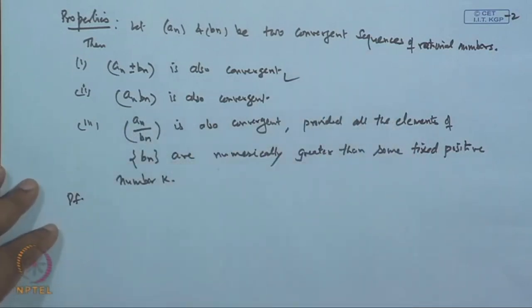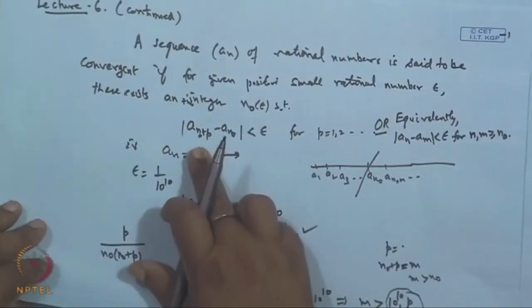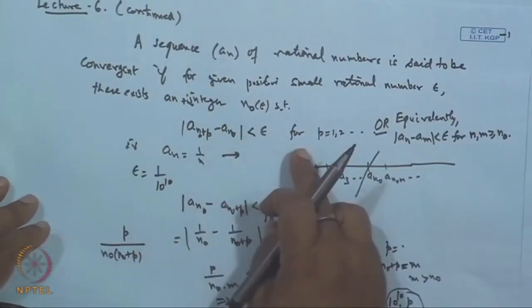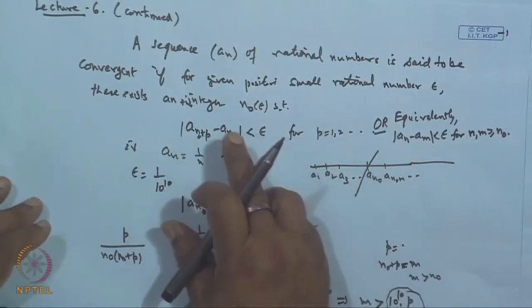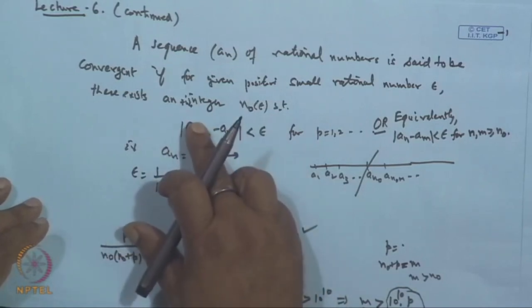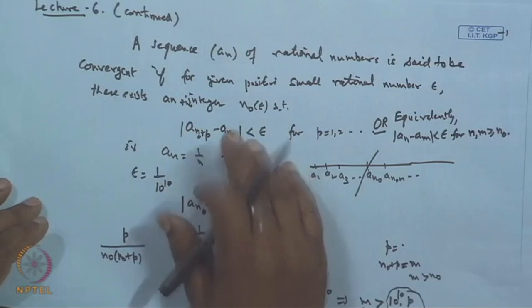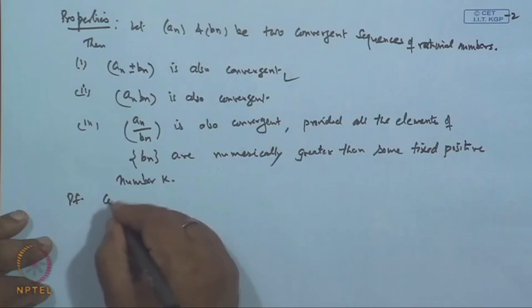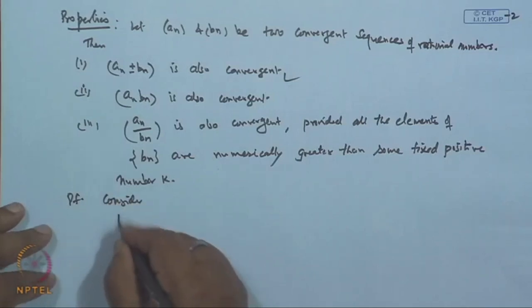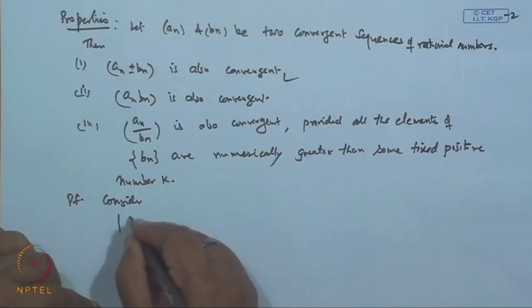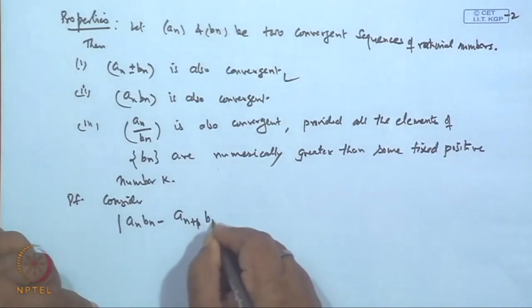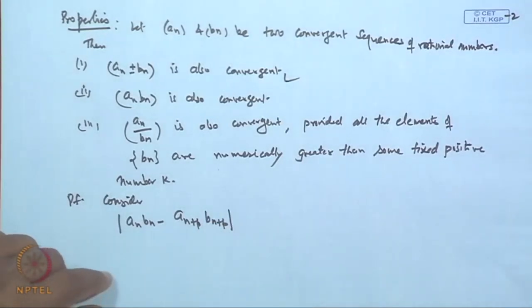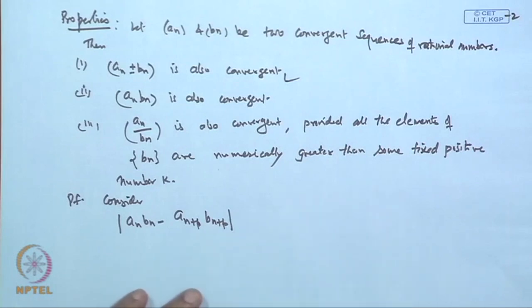It means we want to check this condition: the modulus of a_n minus a_(n+p) is less than epsilon. Instead of this, we will take a_n b_n minus a_(n+p) b_(n+p). If this remains less than epsilon for a given epsilon, then we can say it is okay. So consider the difference modulus of a_n b_n minus a_(n+p) b_(n+p), for p equal to 1, 2, 3 and so on.